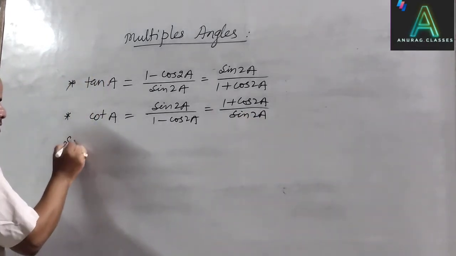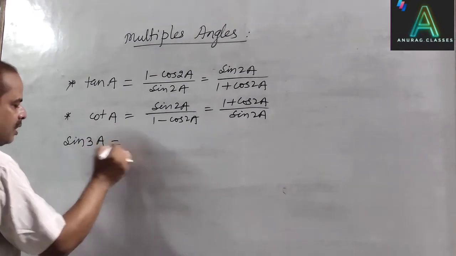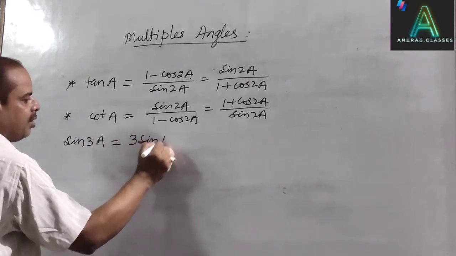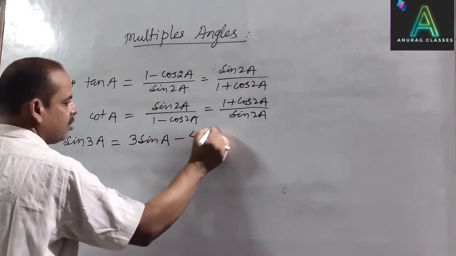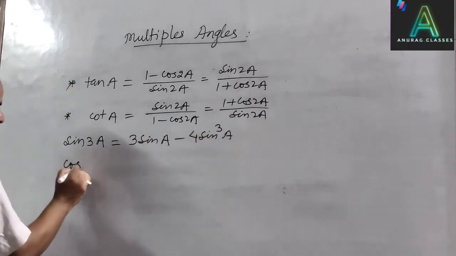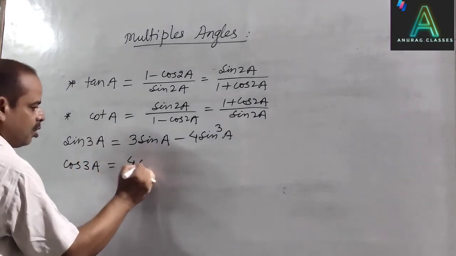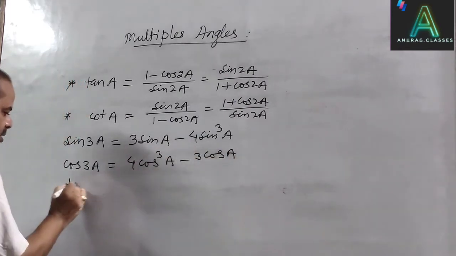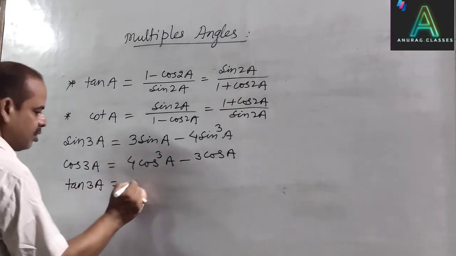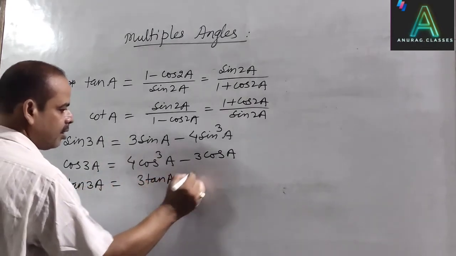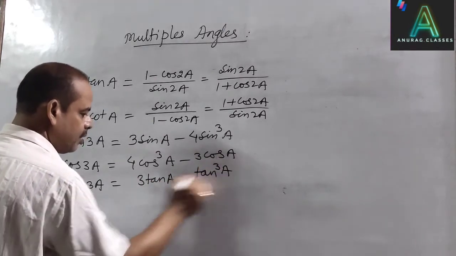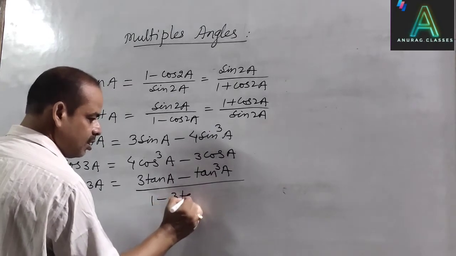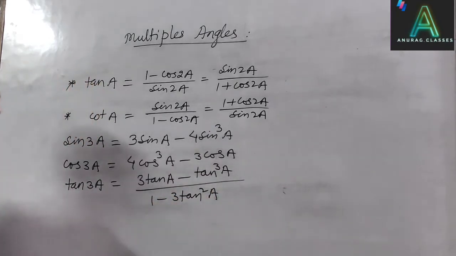Now see the formulas for 3A. Sin 3A is given as 3 sin A minus 4 sin cube A. Cos 3A is equal to 4 cos cube A minus 3 cos A, and tan 3A is equal to 3 tan A minus tan cube A by 1 minus 3 tan square A. So these all formulas belong to the topic multiple angles.